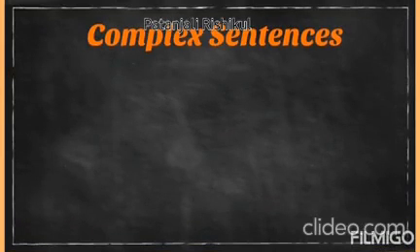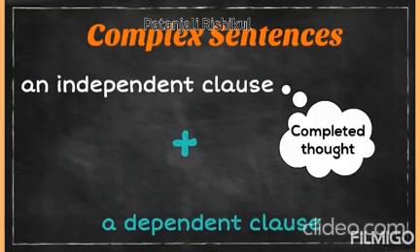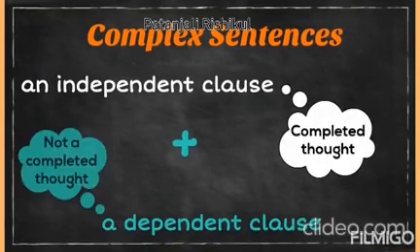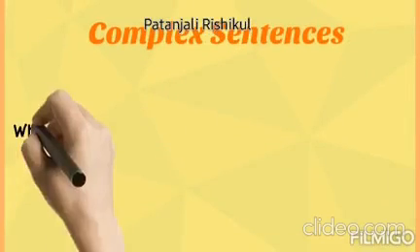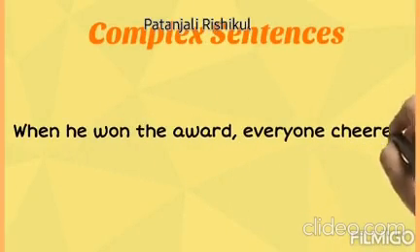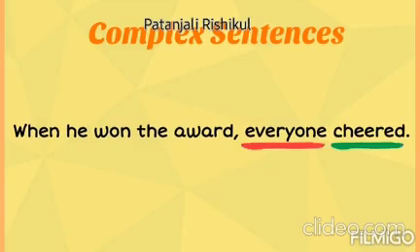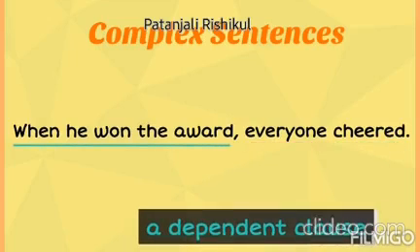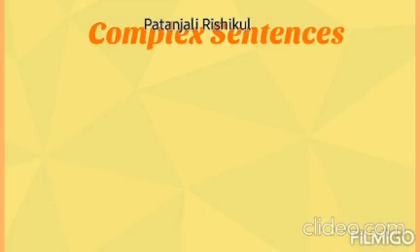Complex sentences. Complex sentences are composed of an independent clause and a dependent clause. Dependent clauses are not completed thoughts. Here is a complex sentence. When he won the award, everyone cheered. This is the independent clause because it has one subject and one verb, and it's a completed thought. This clause is a dependent clause because even though it has a subject and a verb, it's not a completed thought. Let's look at another example.